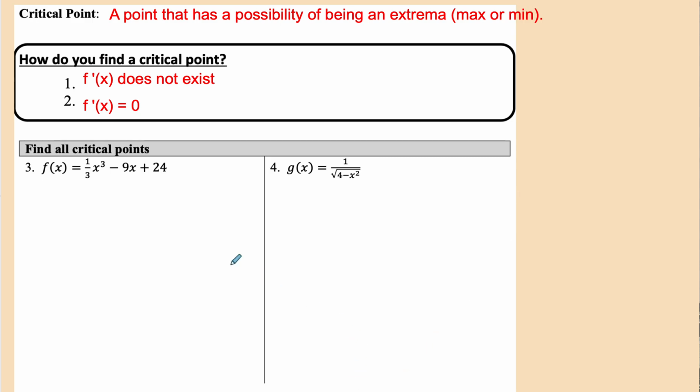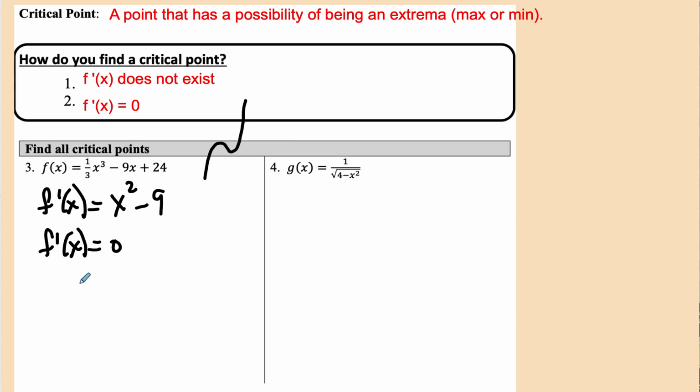So let's go ahead and do this. This is a cubic, so cubics kind of look like this. And what we're going to do is find the critical points. So f prime of x, we're going to set it equal, and this is x squared minus 9. And we're going to look where the derivative does not exist. The derivative exists everywhere, so we're not really looking there. But we do want to look at when f prime of x is equal to 0.